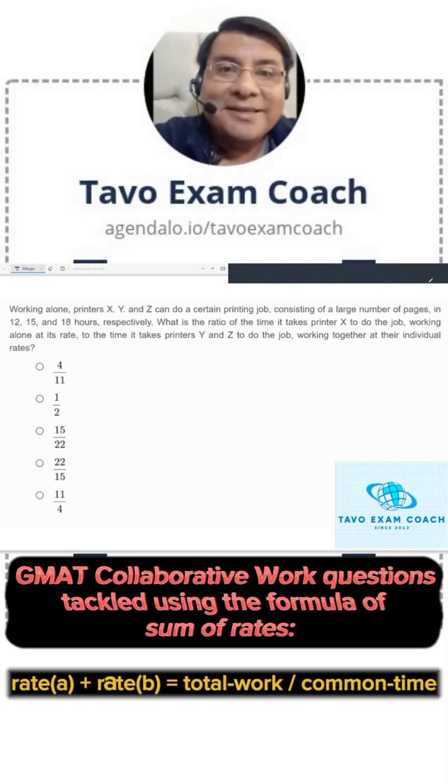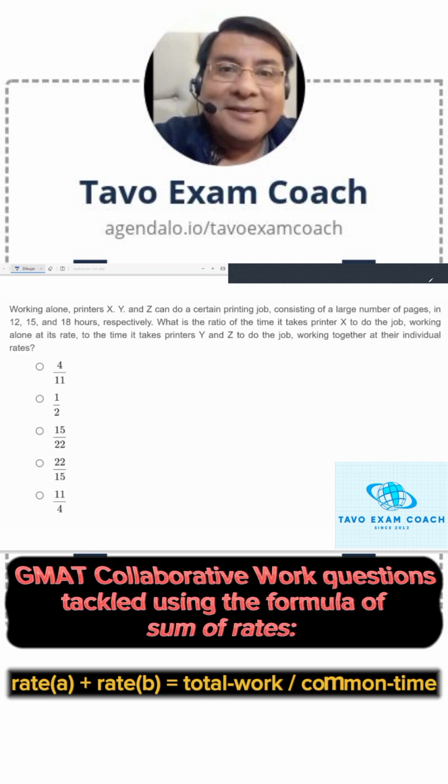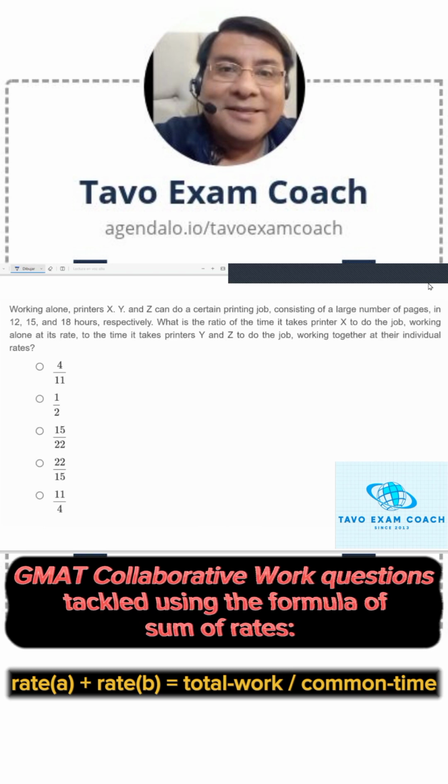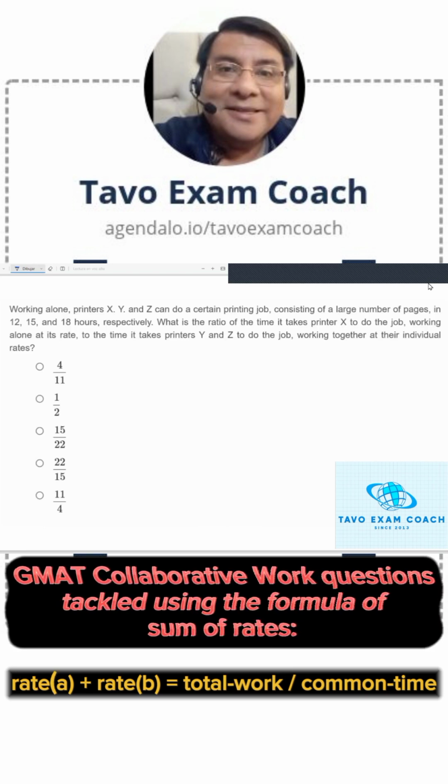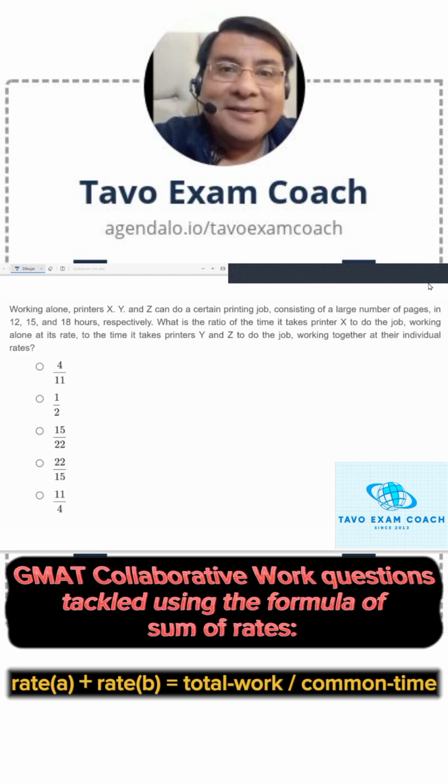Today we have an interesting GMAT quantitative question. This question reads like this. Working alone, printers X, Y, and Z can do a certain printing job, consisting of a large number of pages, in 12, 15, and 18 hours respectively. What's the ratio of the time it takes printer X to do the job, working alone at its rate, to the time it takes printers Y and Z to do the job, working together at their individual rates?